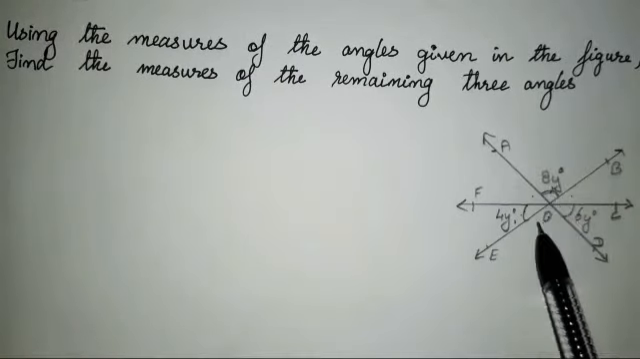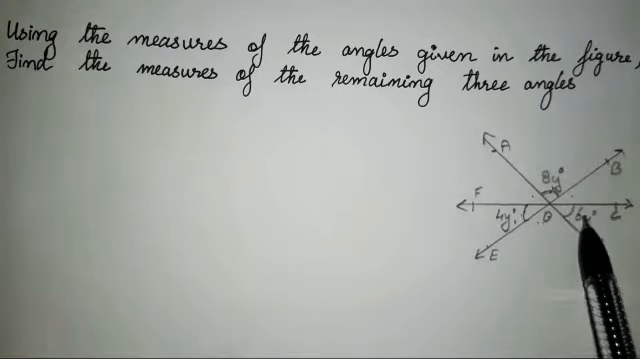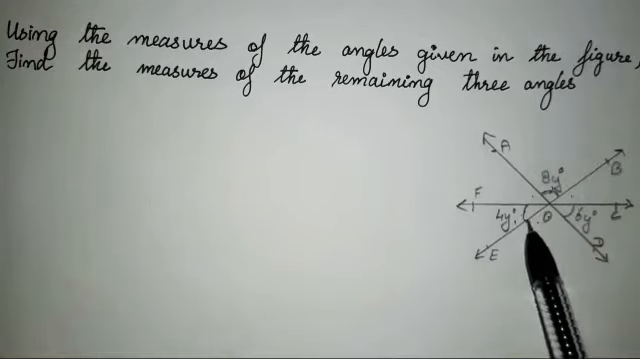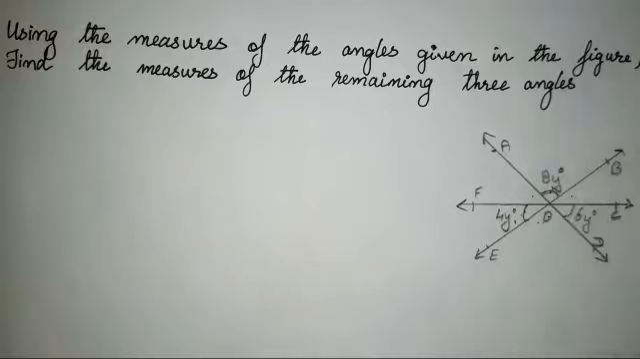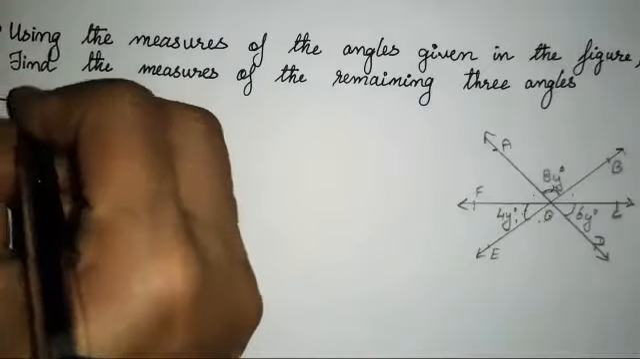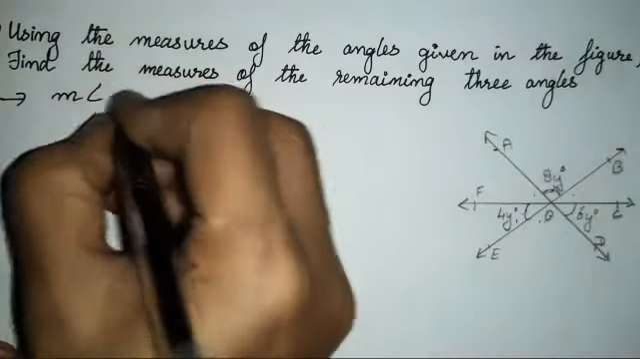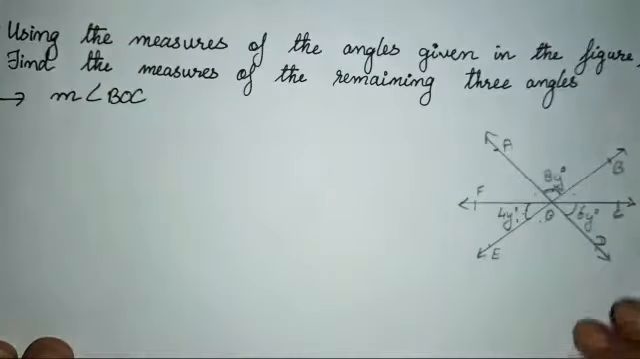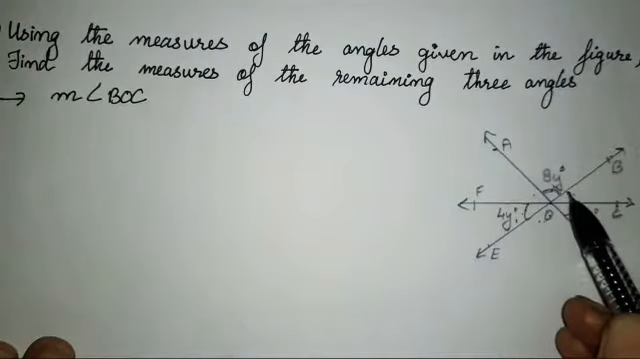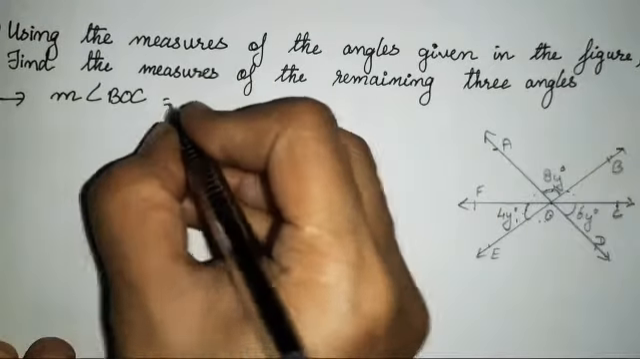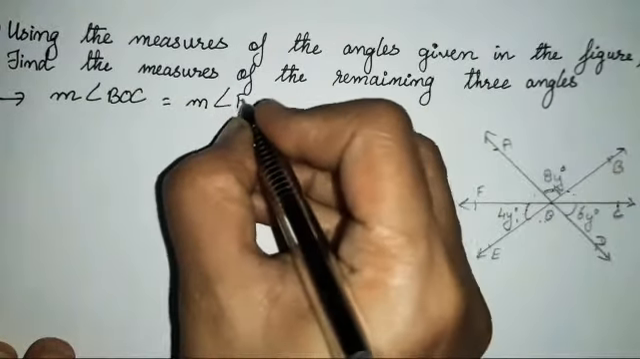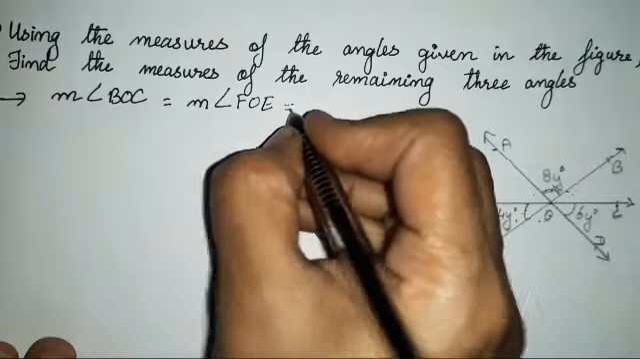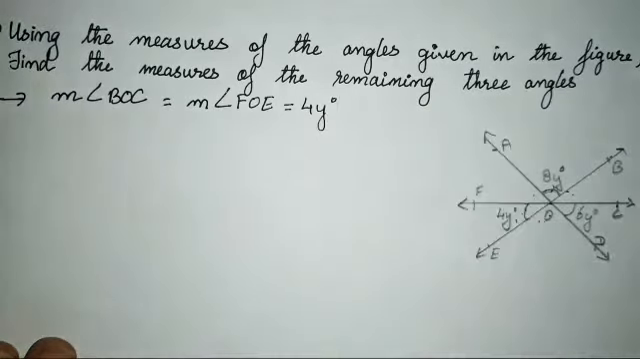If this is 8y, this is also going to be 8y. This is 6y, मतलब this is also 6y. 4y, मतलब this is also 4y. Okay, so this you all have to understand. Therefore, measure of angle BOC, BOC ये कितना हो जाएगा? Is equal to measure of angle FOE, which is 4y degrees.